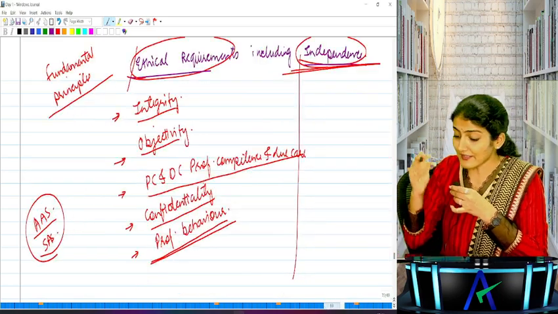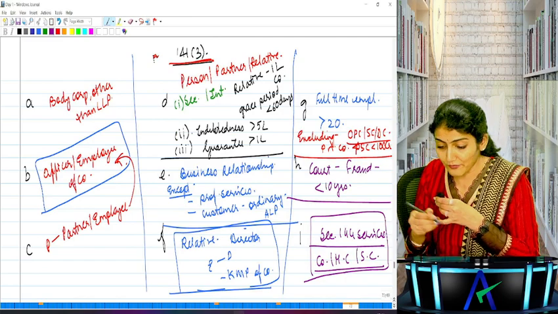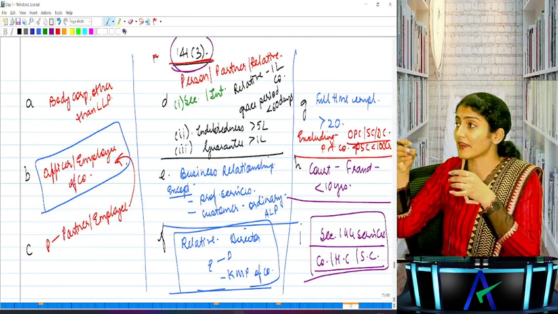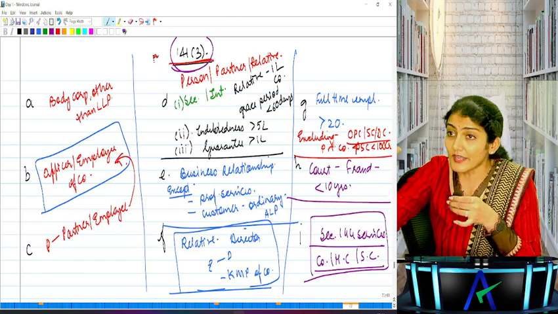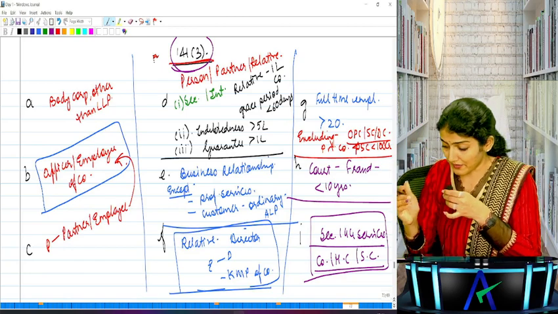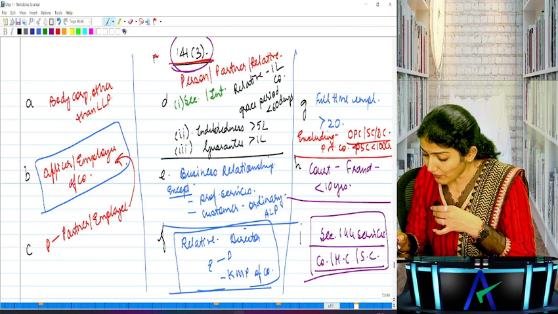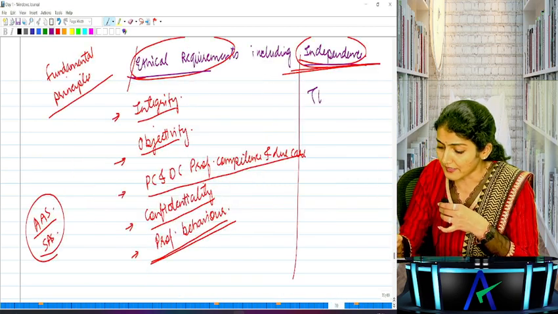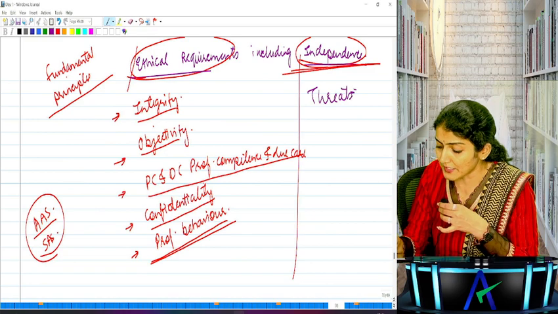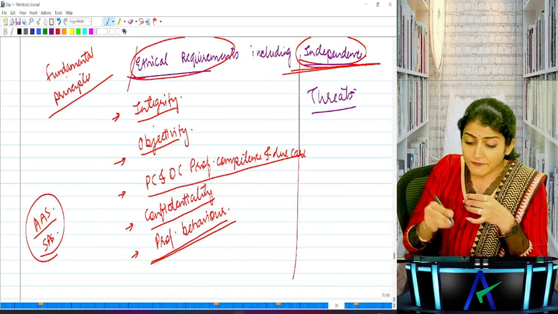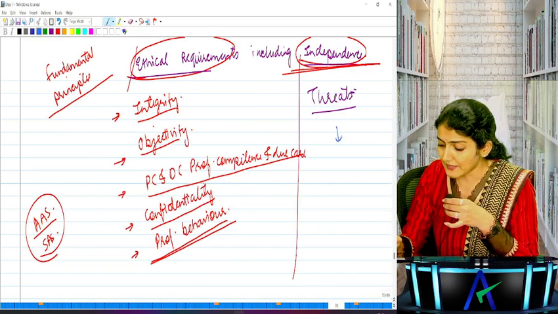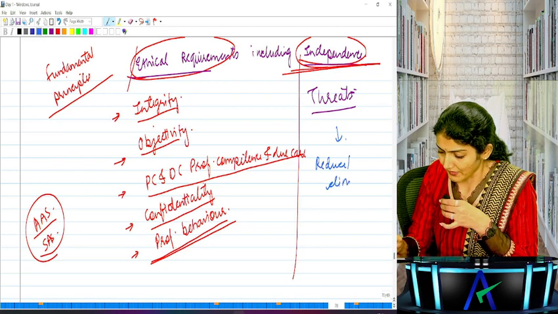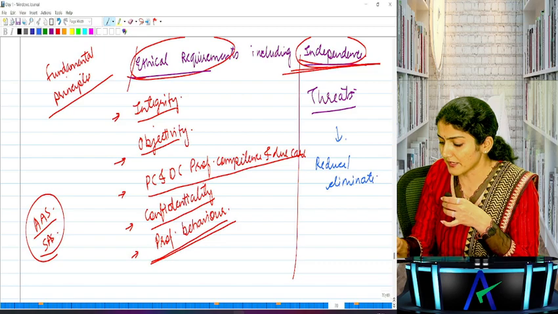Independence and the threats. And why did I discuss all of this with you? Because all the disqualifications of the company auditor are nothing but the threats to the independence of the auditor. So now, what does it say? Auditor, whenever you have to do an audit, you need to check whether there are any threats to the independence of the auditor. If threats have been identified, then they need to take steps to reduce or eliminate those threats.